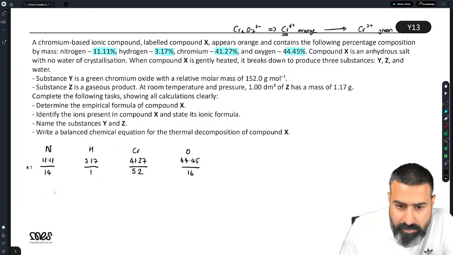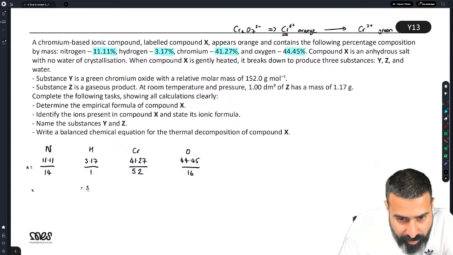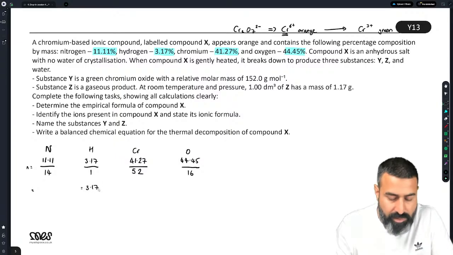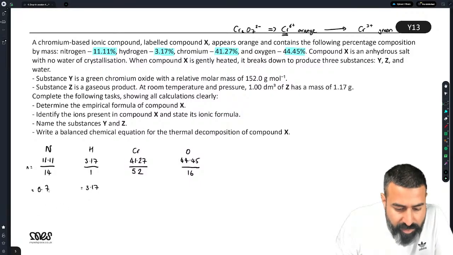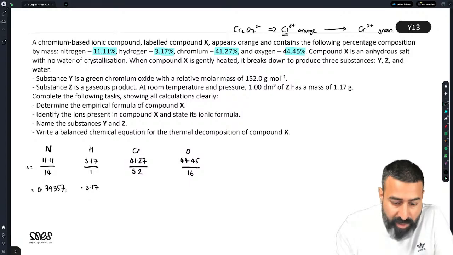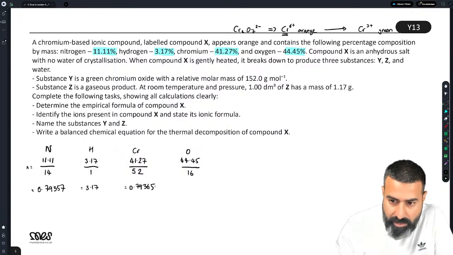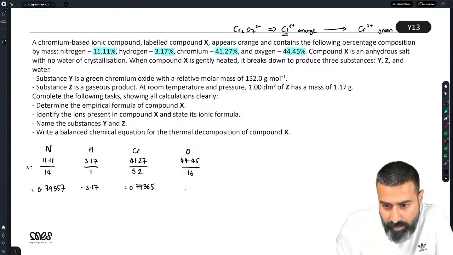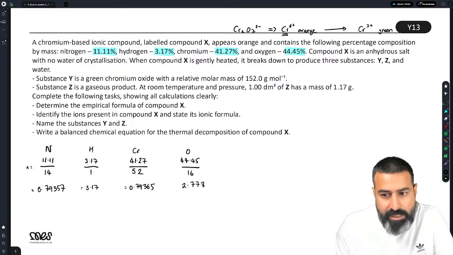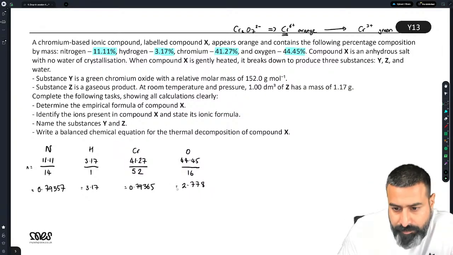Okay. So that's going to be 3.17 moles. So what do we get? 0.79357? Let me know if I'm making any mistakes. That's also 0.79365, so it's probably 1-to-1 with chromium and nitrogen. So 2.778 for the oxygen. Okay, cool.